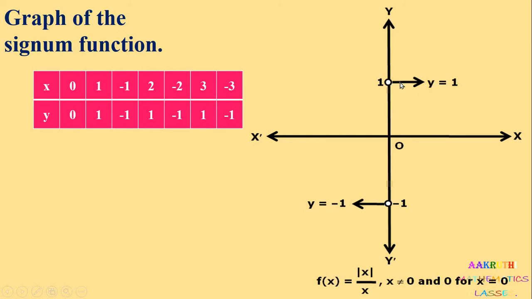So the graph will be like this. For any positive value of x, y is 1. For any negative value of x, y is minus 1. For x equal to 0, y is also 0. Now here we have to draw a circle like this. This indicates that this point is not included. These 2 points are not included, so we have to draw a circle without shading like this. So this is the graph of the signum function.